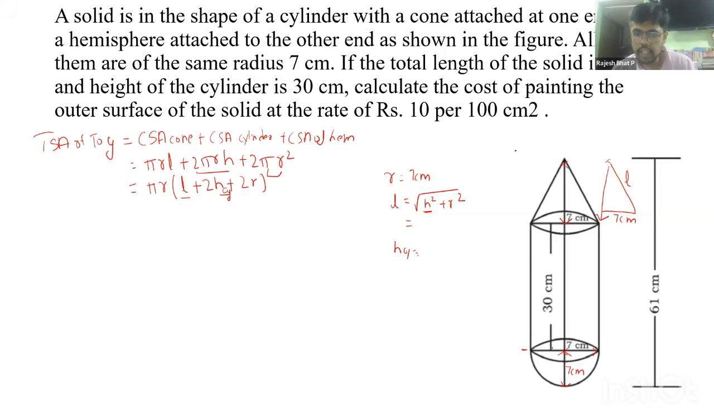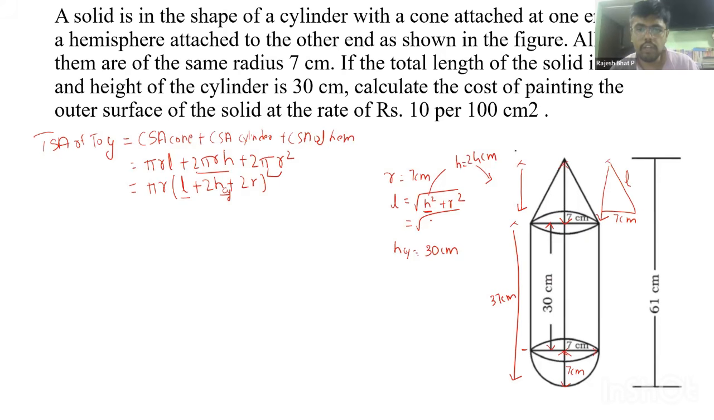And here the height of the cylinder is given, you can write it directly. It is 30 centimeter. So what is the height from here to here? It is 37 centimeter. So what is the remaining height? It is 61 minus 37. What is 61 minus 37? So it is 24 centimeter.